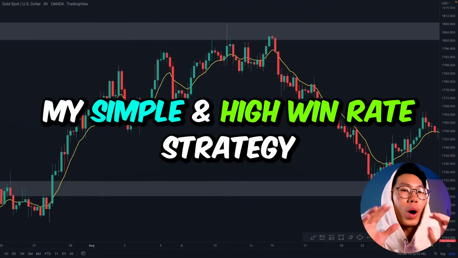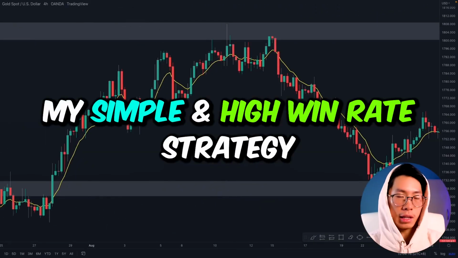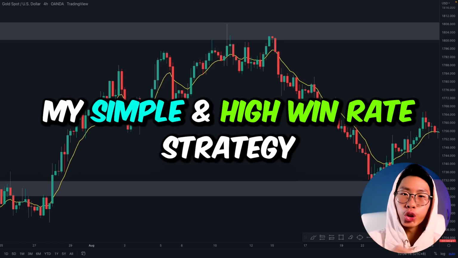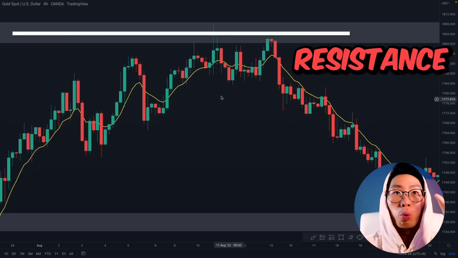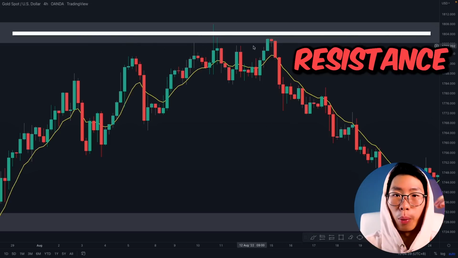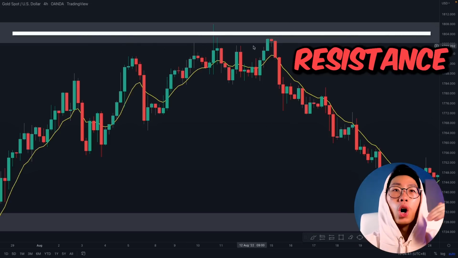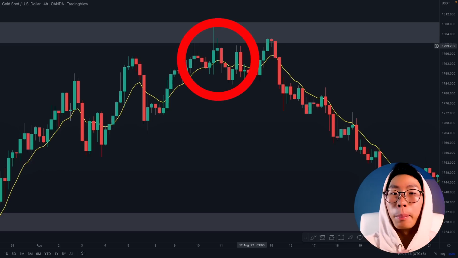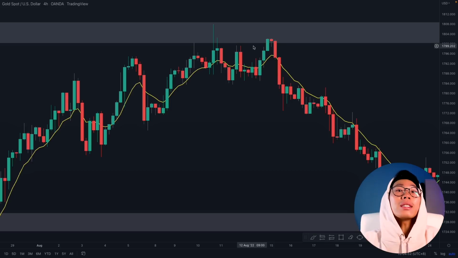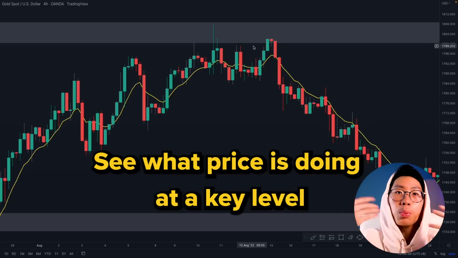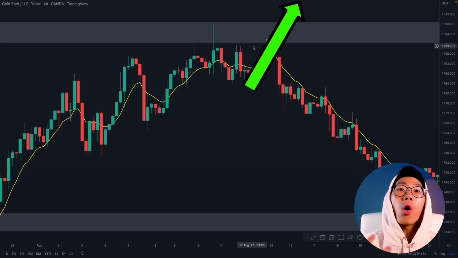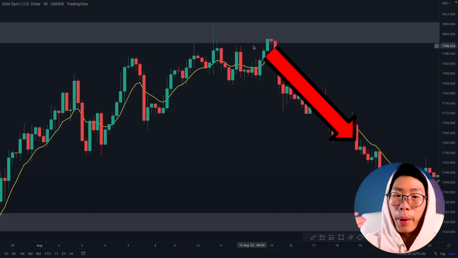Now that you have learned how to identify support and resistance levels, how do you actually trade them? Glad you asked. So in this example, I have marked out a resistance level right around this area because whenever price gets up there, it always gets rejected and hits back down. So this is clearly a very strong resistance area. So the first thing you want to look out for at this key level is to see what price is doing. Is price going to break past this level or is it going to reverse and hit back down at this resistance level?